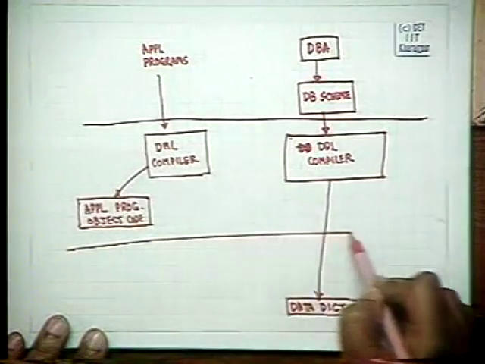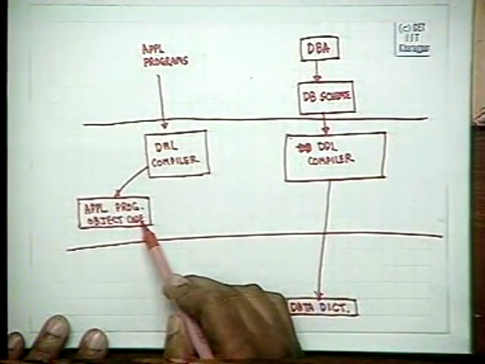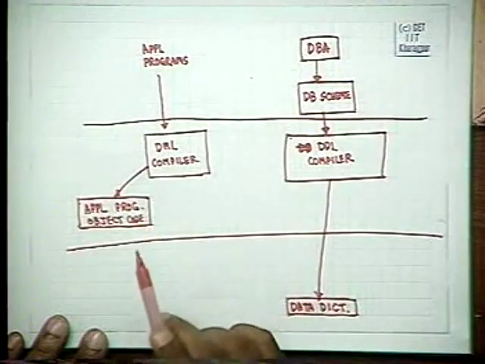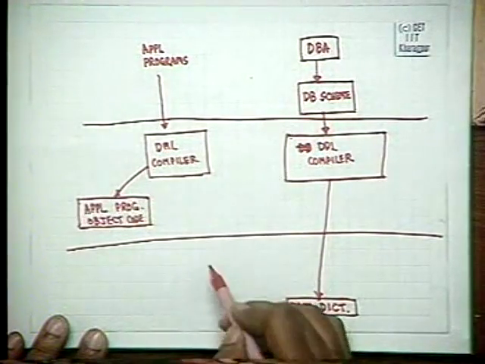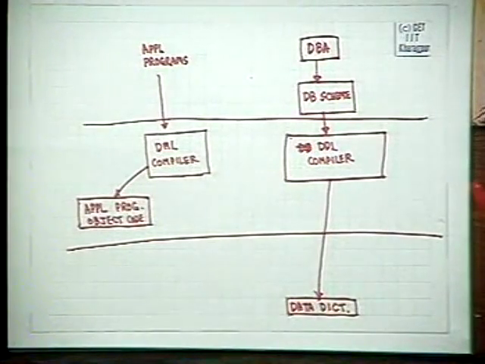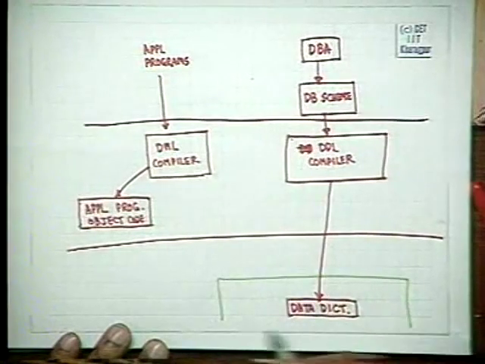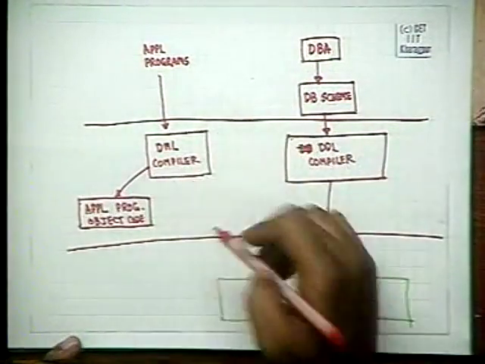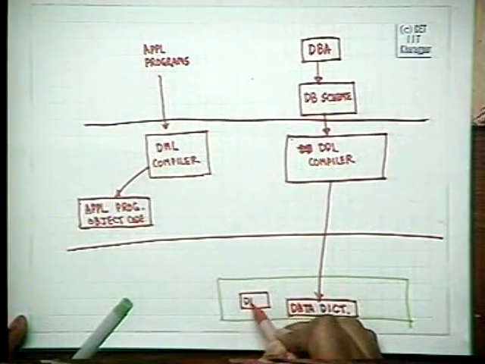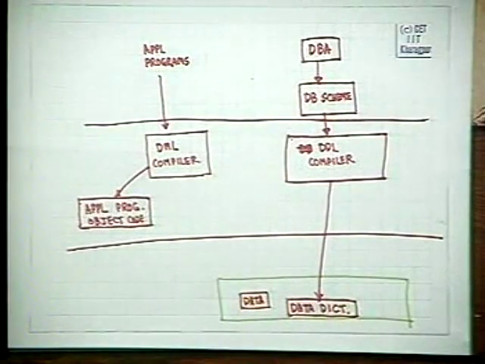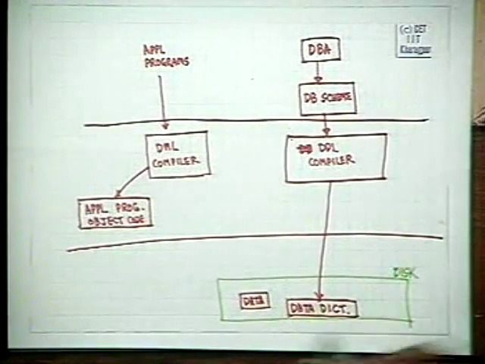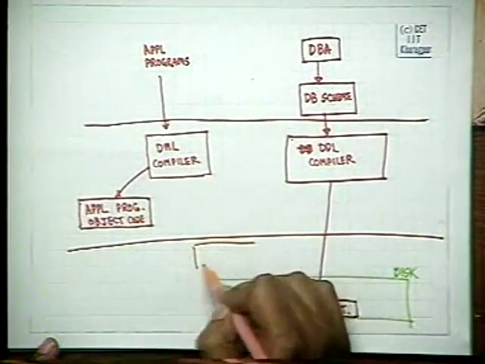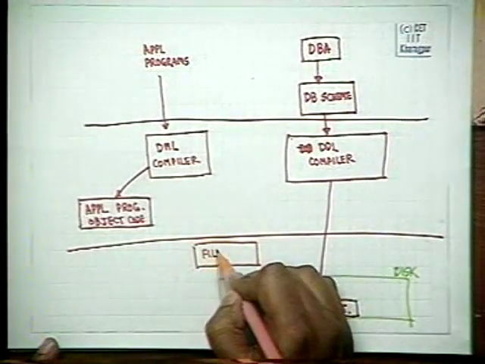Now, this object code will have to interact with the file system. All right. This interaction with the file system is not done directly. So, consider this to be your disk. And through time, through these application programs, you have already got some data files on the disk. And the operating system usually will provide you with what is called a file manager.